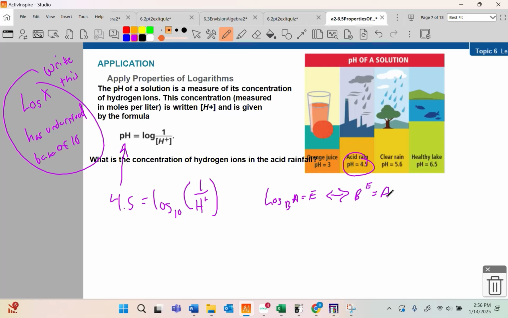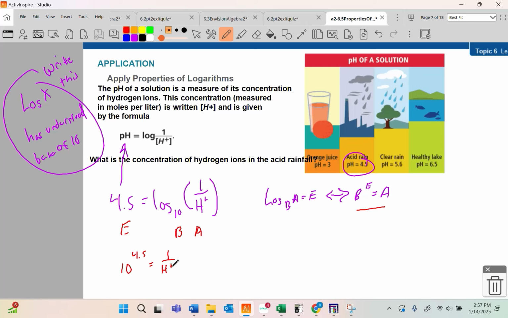But I'm going to do my conversion. I'm going to figure out what my parts are. I know that this is my base, this is my argument, which means this is my exponent. And I'm going to plug into this right here. This is called exponentiating an equation. So I have a base of 10. My exponent is going to be 4.5, and it must equal 1 over H plus.